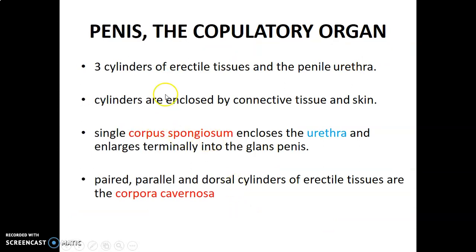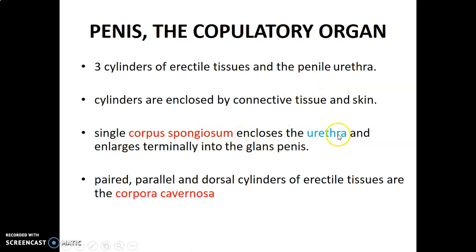We go to the penis. This is a copulatory organ. There are 3 cylinders of erectile tissue in the penis, as well as the penile urethra. These 3 erectile tissue cylinders are enclosed by connective tissue and skin. So we have a single corpus spongiosum.